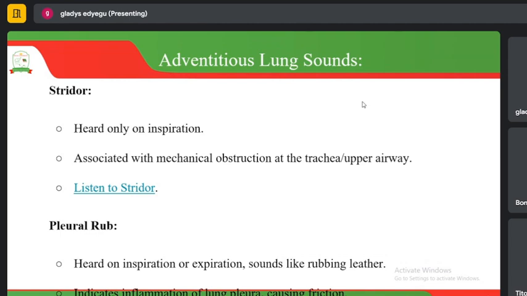Can you tell us? The other time we tried to bring out the sound of wheezing. Can you also try to bring out the sound of the stridor? Have you ever encountered these patients?